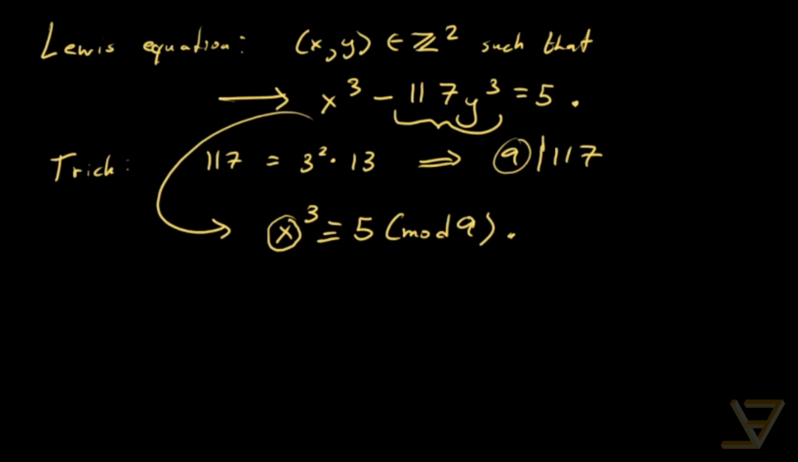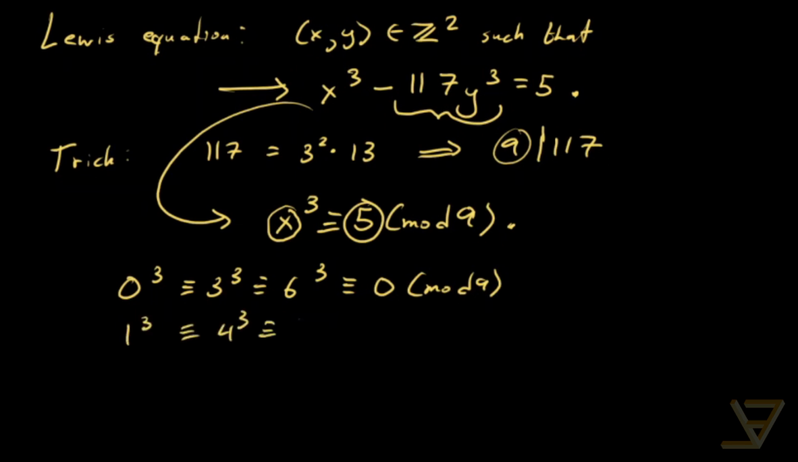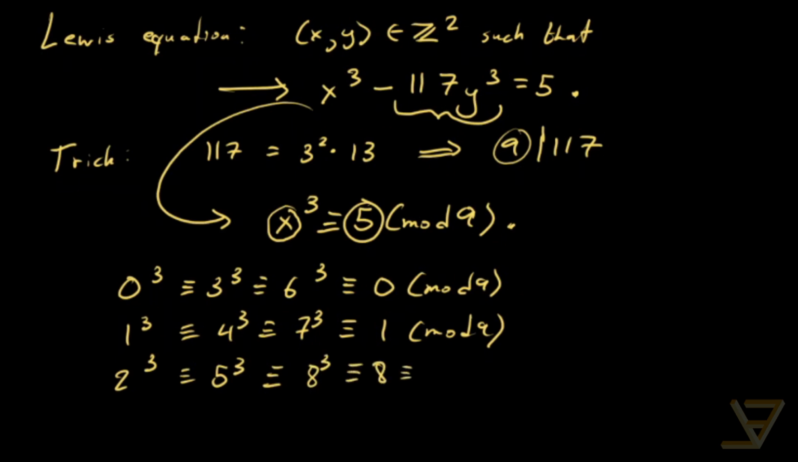Now what this means is that we're looking to find x such that its cubic residue is 5. So let's take a look at what happens to the various residues from 0 through 8 if we cube them. 0 cubed is congruent to 3 cubed is congruent to 6 cubed, and they're all congruent to 0 modulo 9. We have 1 cubed is congruent to 4 cubed is congruent to 7 cubed is congruent to 1 modulo 9. And we have 2 cubed is congruent to 5 cubed is congruent to 8 cubed, which is congruent to 8, otherwise known as -1 mod 9.